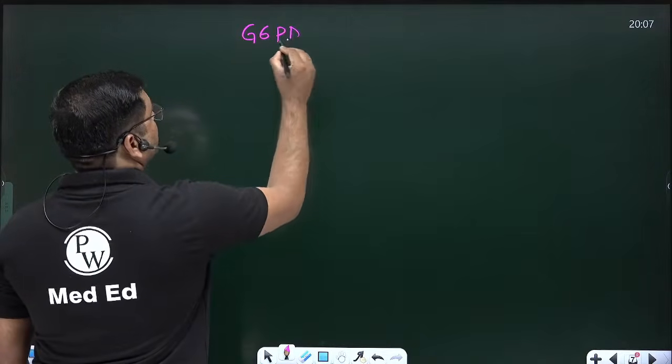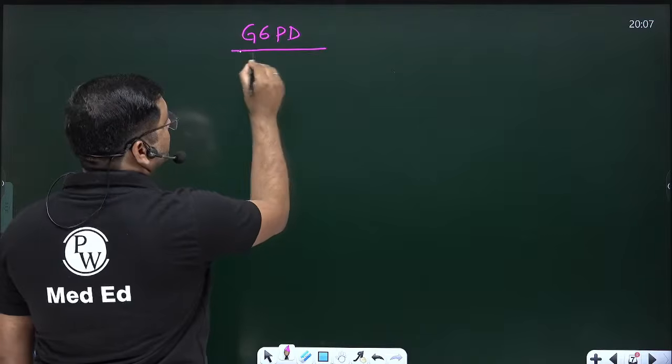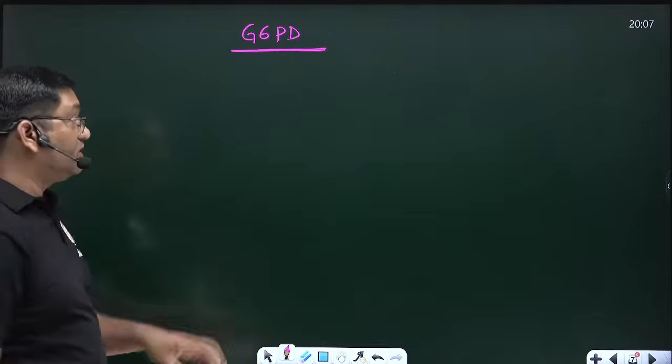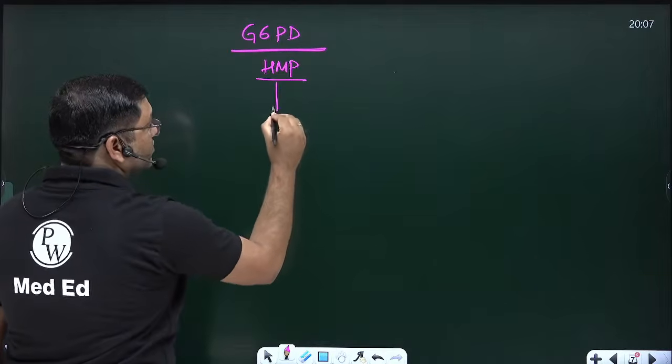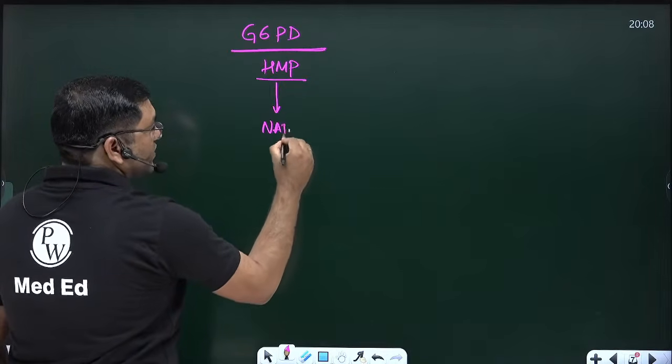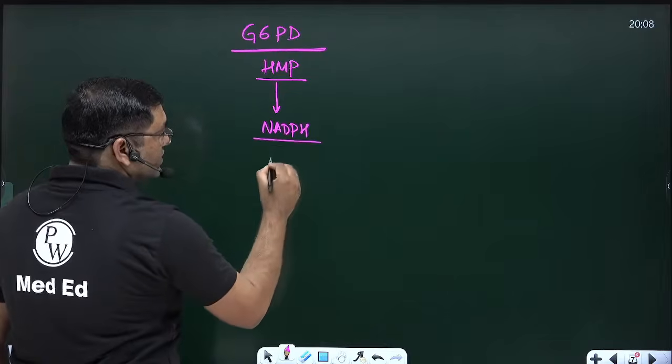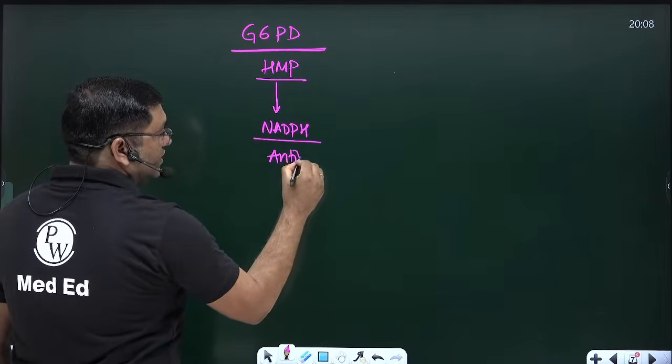G6PD, glucose 6 phosphate dehydrogenase deficiency. This enzyme is of the HMP shunt. What is produced in the HMP shunt? Ribose and NADPH. What is the role of NADPH? It is an antioxidant.